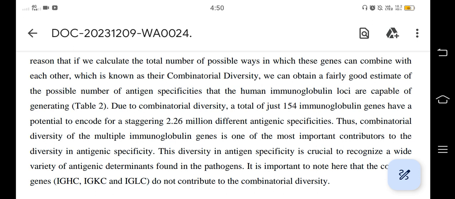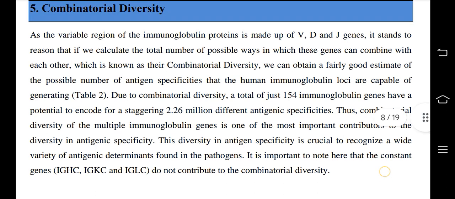Due to combinatorial diversity, a total of just 154 immunoglobulin genes have the potential to encode a staggering 2.26 million different antigenic specificities. Thus, combinatorial diversity of the multiple immunoglobulin genes is one of the most important contributors to the diversity in antigenic specificity. This diversity is crucial to recognize a wide variety of antigenic determinants found in pathogens. It is important to note here that the constant genes IgHC, IgKC, and IgLC do not contribute to the combinatorial diversity.